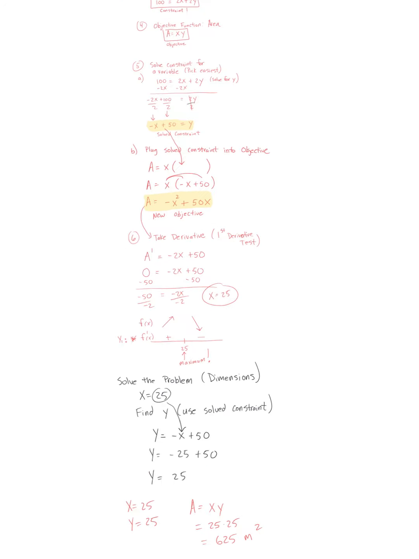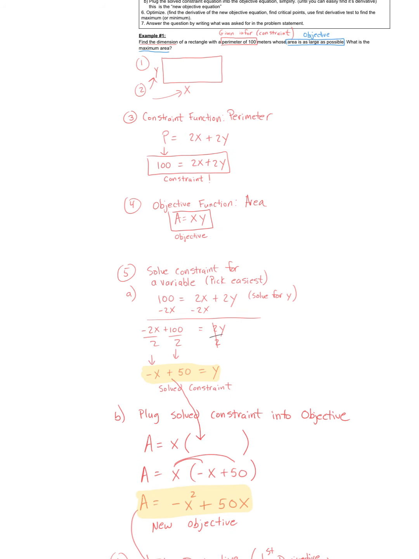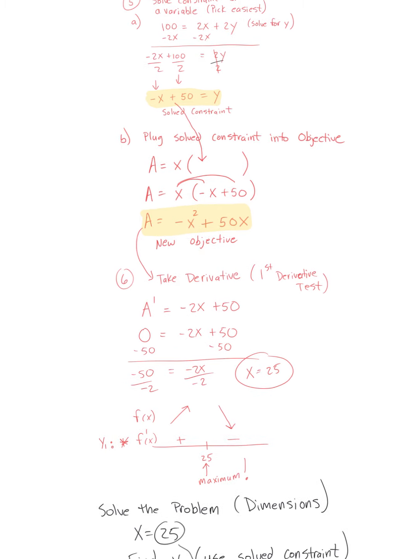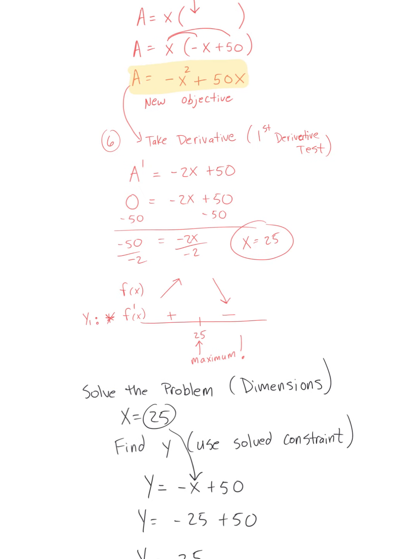All right, so here we go. You need a constraint. That's where the given information is. You need an objective equation. That's what you're trying to maximize or minimize. You solve the constraint for one variable and plug it into the objective. Your goal is to have one equation with one variable. Once you plug it in and simplify, then it's time for calculus. You take the derivative, set it equal to 0, set up your number line for the first derivative test, and then solve the problem.